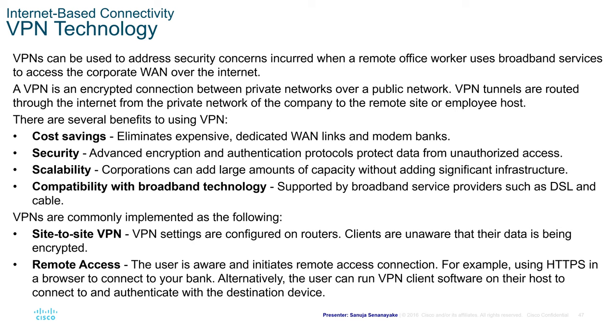Site-to-site VPN is a special type of VPN setting that is configured on routers where clients are unaware that the data is being encrypted. Remote access is where the user is aware and initiates the remote access connection, such as your office worker who's working from a remote area, such as working from home. For example, using HTTPS in a browser to connect to your bank is also a type of encryption system. Also, users can run VPN client software, as I mentioned, on their host to connect to the system and authenticate with the destination device.